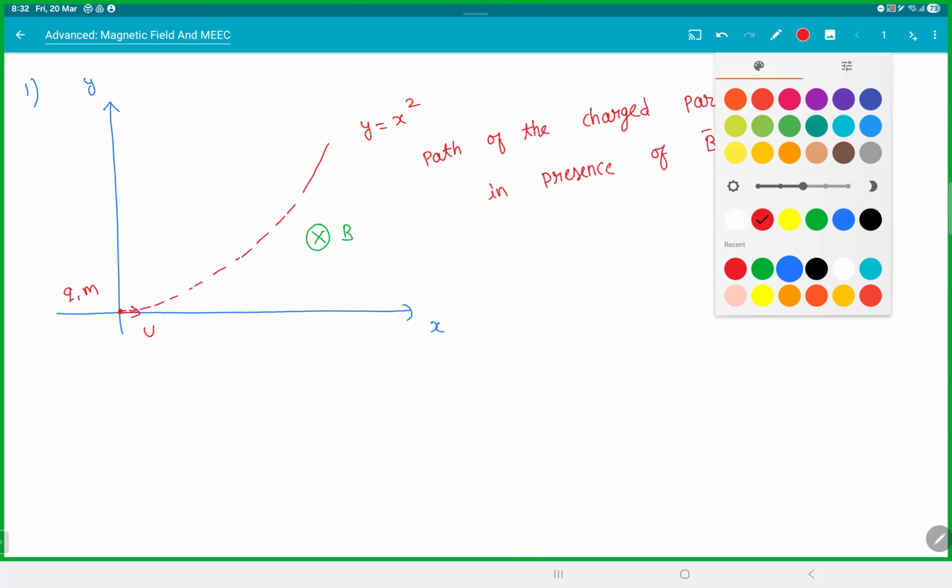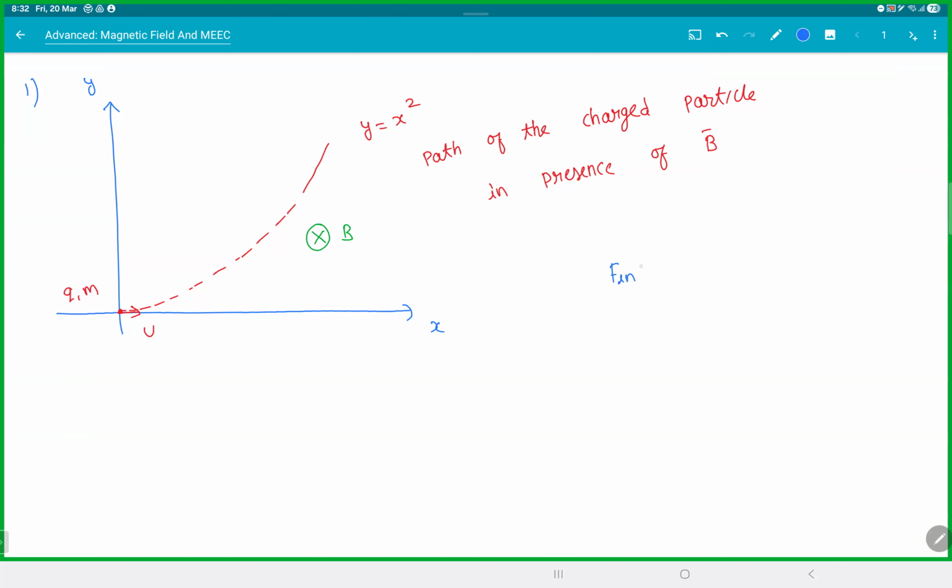Find the magnetic field as function of x. So here it is given B bar is varying with x. How do you find the magnetic field as function of x?